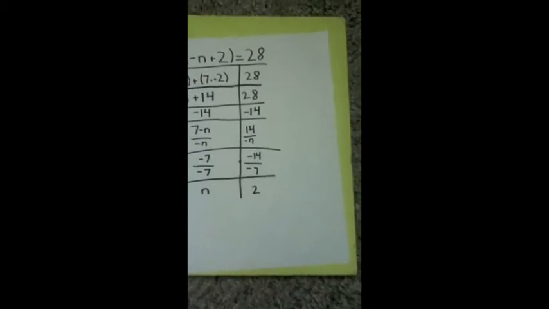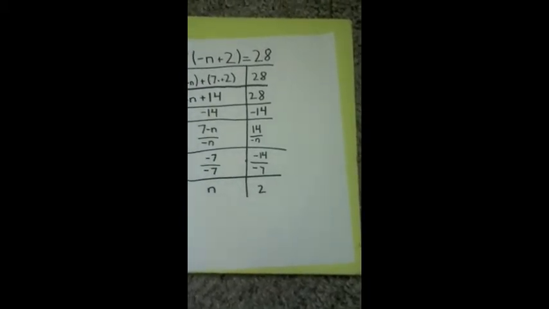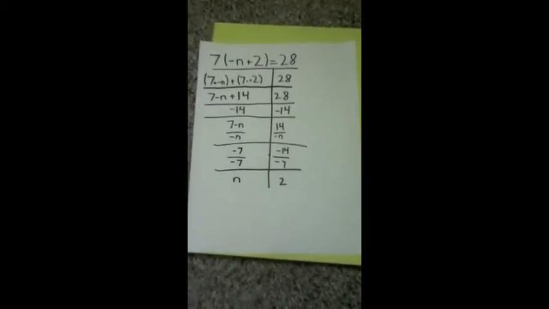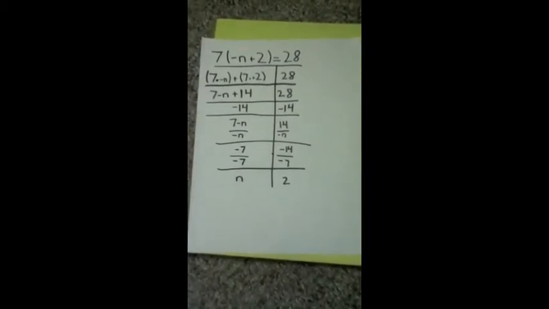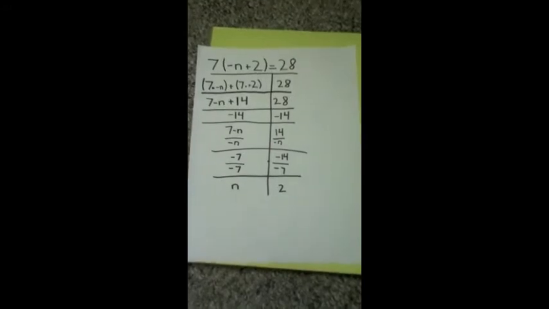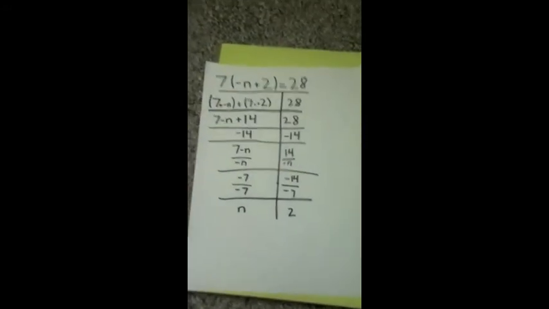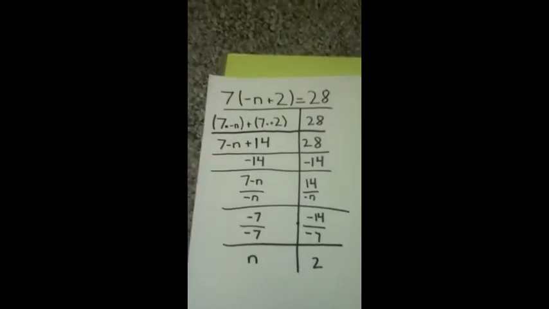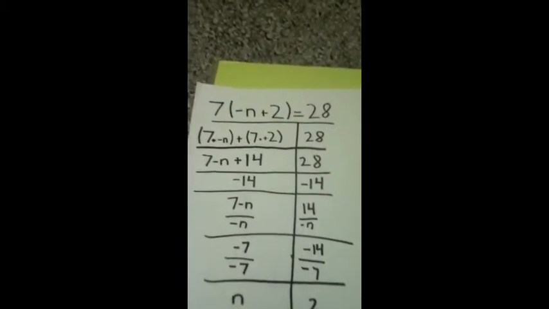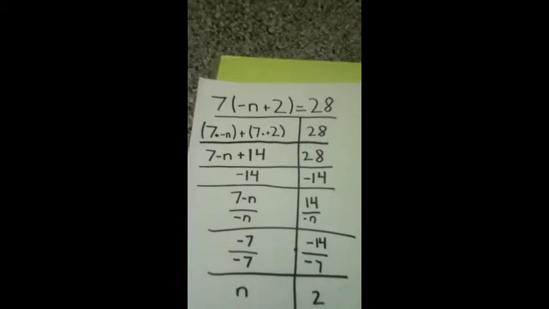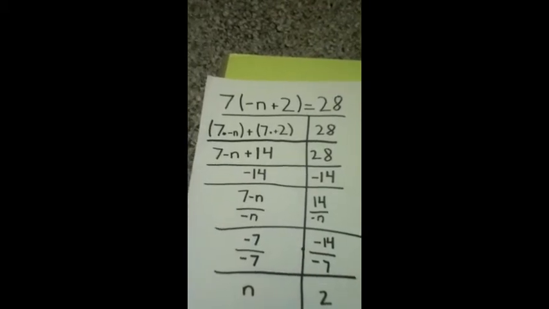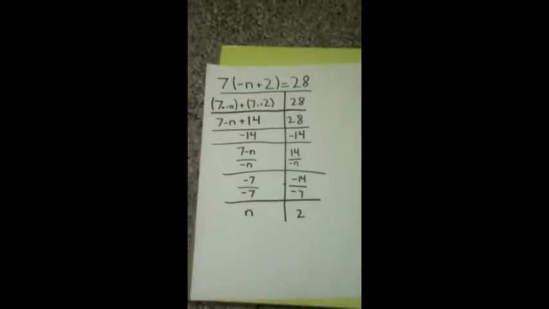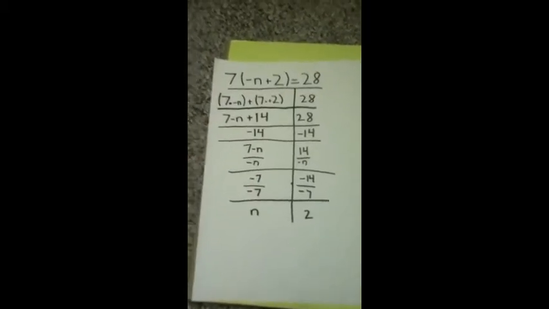And same on the other side. Negative 14 divided by negative 7 equals positive 2. So now we know that n equals positive 2. And we can prove this because 2 plus 2 in the brackets makes 4, and 7 times 4 equals 28. So it fits perfectly. Thank you so much, amigos.